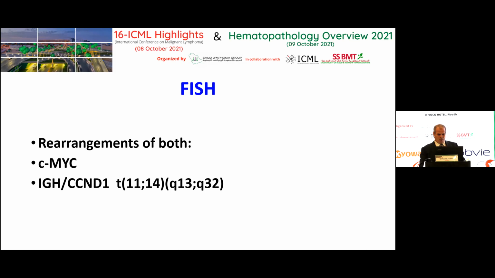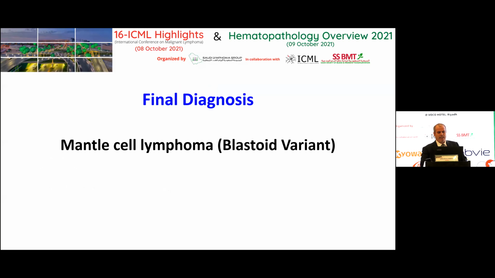According to the WHO, it is mantle cell lymphoma blastoid variant, because we have CCND1 translocation with IGH, t(11;14), which is the hallmark in mantle cell lymphoma. So these cases are reported as blastoid variant of mantle cell lymphoma. It is not high-grade B-cell lymphoma, although it is confusing. So cytogenetics is very important for such cases. Okay, so the final diagnosis: mantle cell lymphoma blastoid variant.